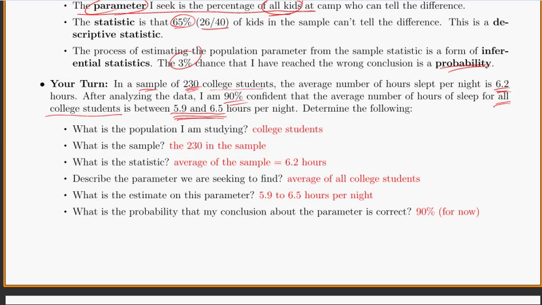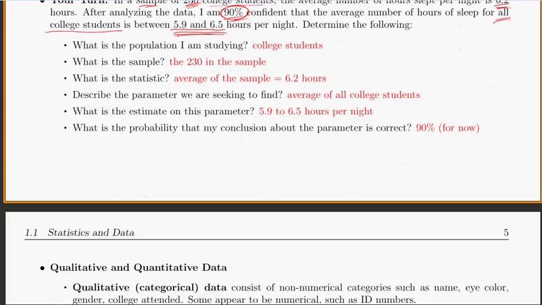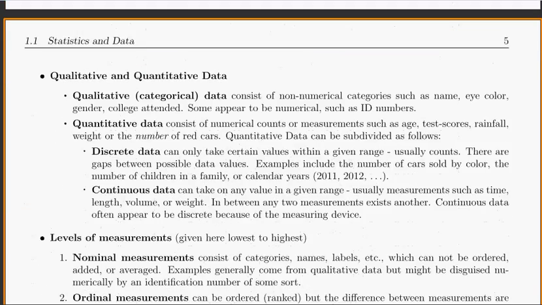What is the probability that my conclusion about the parameter is correct? 90%. That is a probability. And there's a little more subtlety to it than that, but that captures the idea. You're 90% confident, meaning you're pretty confident. Okay, so that's that. Your turn. Let's go on to some more stuff about types of data.